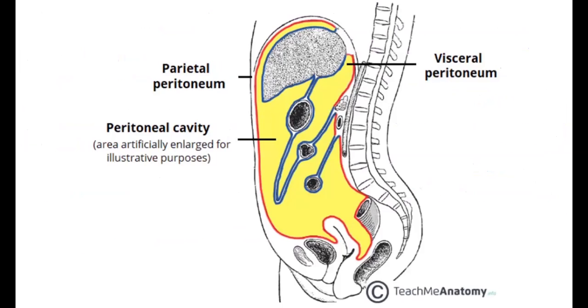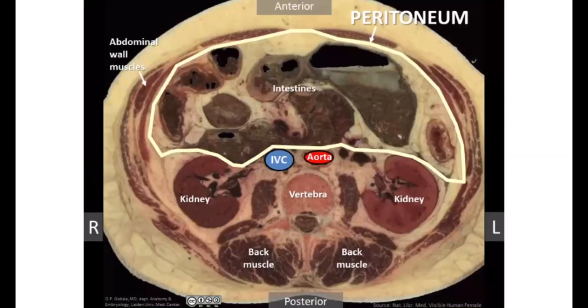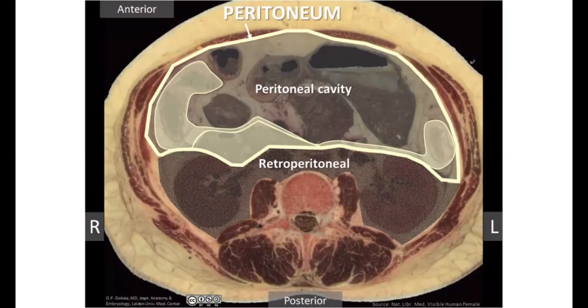So this is the parietal peritoneum, and this one is the visceral peritoneum. I'll show you. This is a CT, coronal section. This is the peritoneum. See the peritoneum and peritoneal cavity.